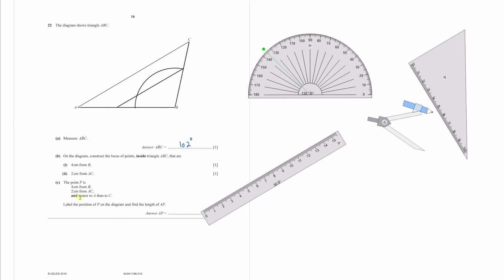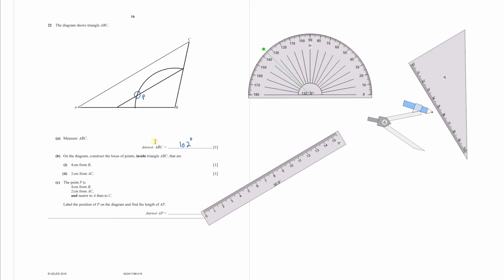But the question also states that point P is nearer to A than to C. So that means this point, which is nearer to A compared to C. So this would be your point P. Let me label it here. So this point here in the center would be P.